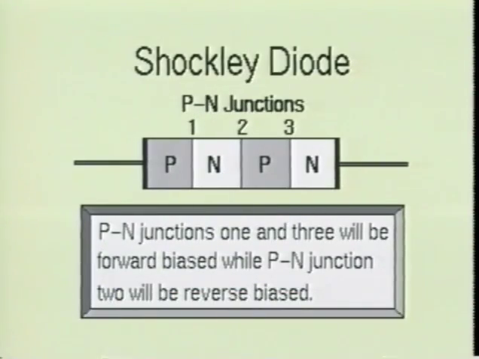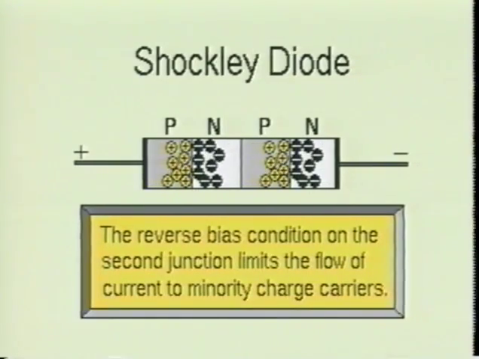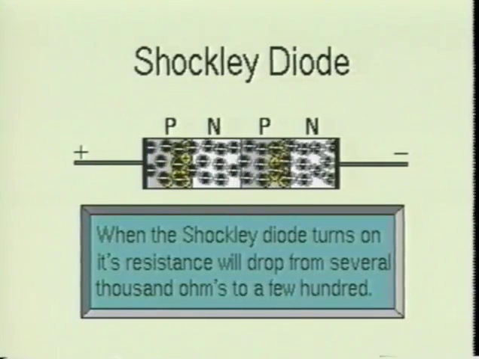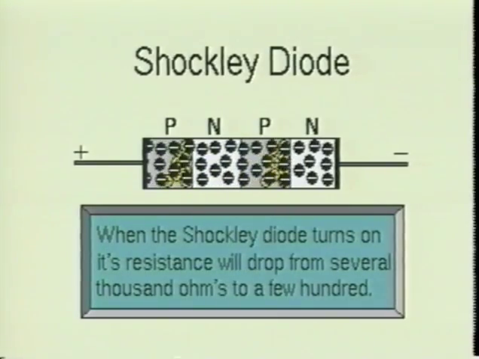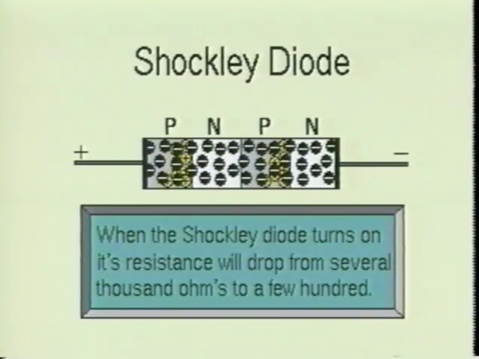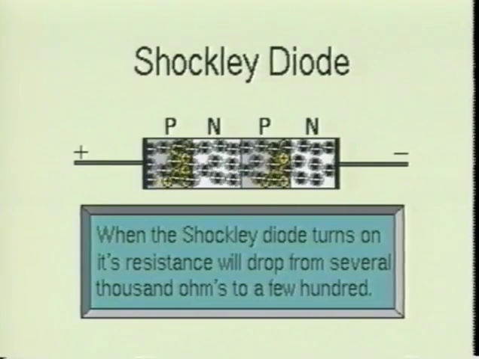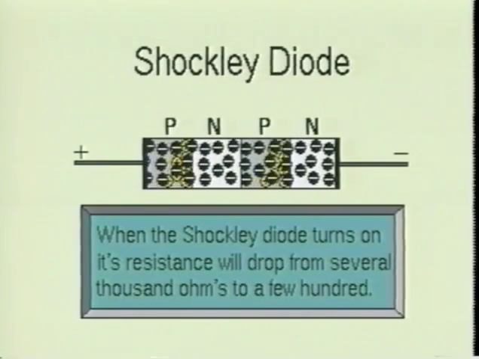Since the Shockley diode is a 4-layer device, it will have 3 PN junctions. 2 of the junctions will be forward biased and the third will be reverse biased. When the diode is forward biased, junctions 1 and 3 will become forward biased and junction 2 will become reverse biased. The reverse bias on the second junction will limit the current flow to minority charge carriers. Once the diode's forward bias voltage is increased to the reverse breakdown voltage of the second junction, the diode will turn on. When the diode turns on, its resistance will drop from several thousand ohms to a few hundred ohms.